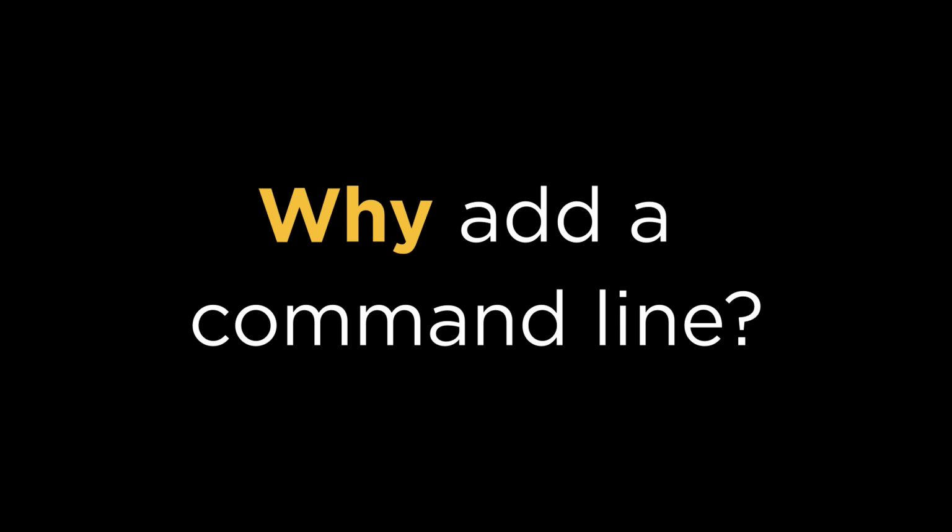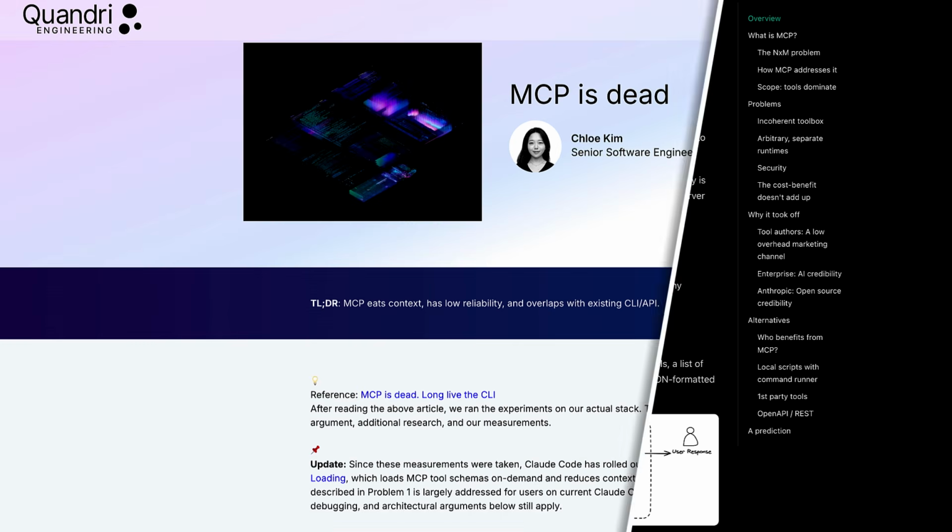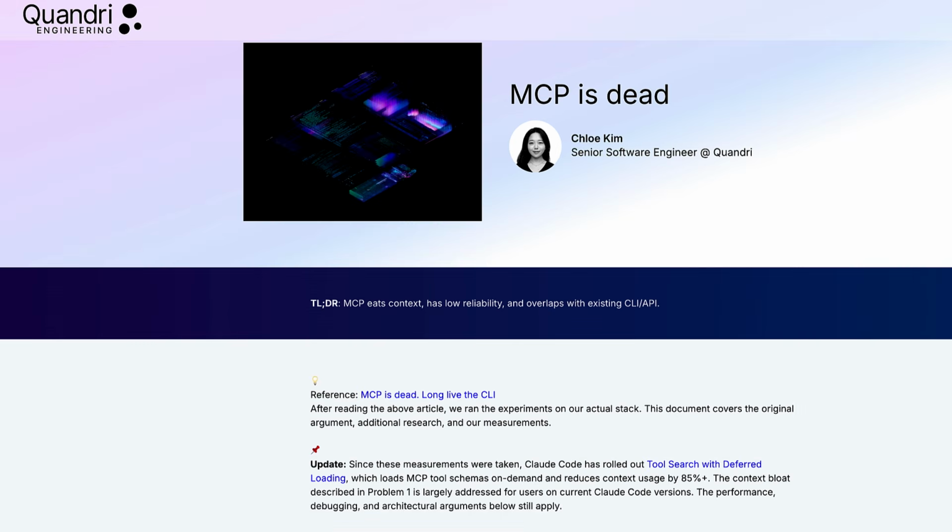So why add a command line when Novamira already works over MCP? For months now there's been a real conversation in the AI developer community about connecting agents through CLIs instead of MCP servers. Take this one from Tom Bedor, MCP is a fad, or this from the Quandary Engineering blog, MCP is dead. These aren't new, they were written months ago, and the point they make is practical. MCP servers often load a pile of tool definitions into the agent's context upfront, whether it needs them or not.